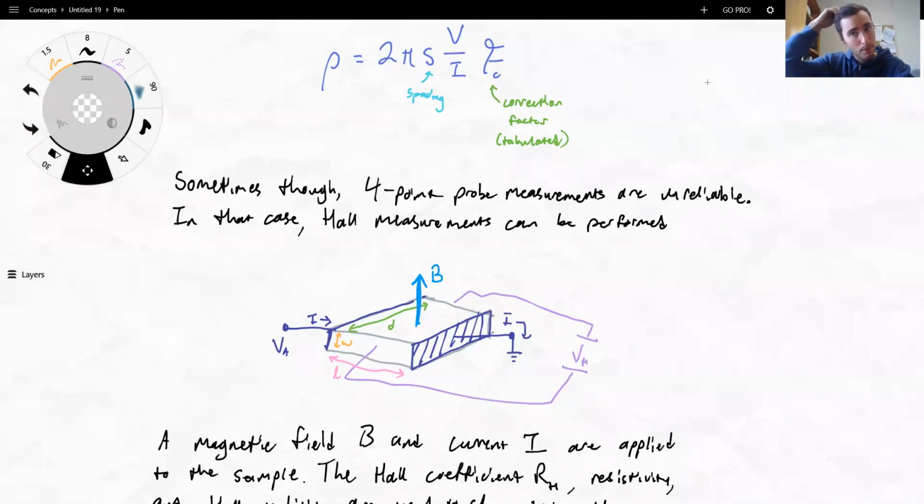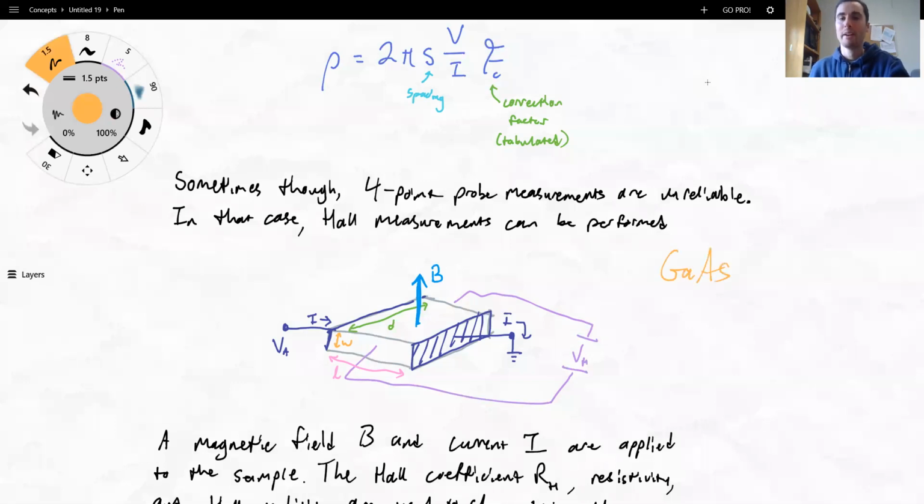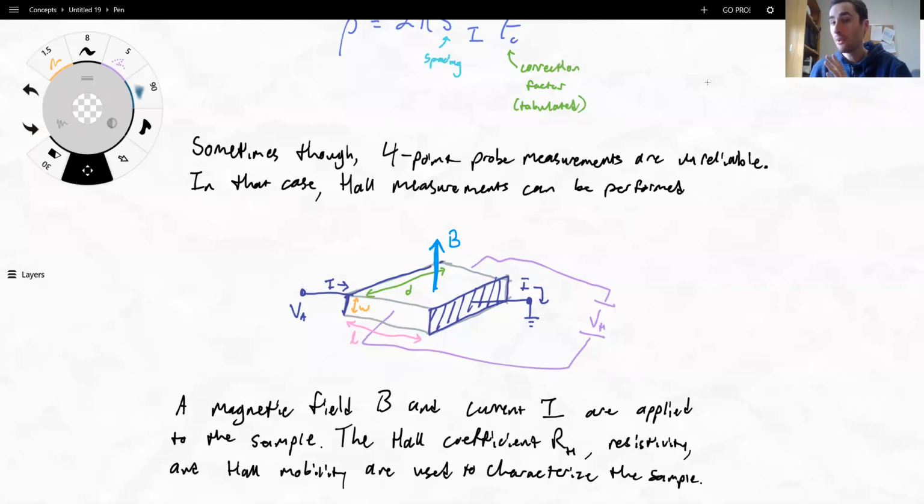However, sometimes 4-point probes are a little bit unreliable. One of the key cases for that is gallium arsenide. There's a problem with making contacts to gallium arsenide. If you contact it with most metals, it doesn't make an ohmic contact. It forms sort of a diode, which we'll get into. That just means it's bad for doing these measurements, so you need another way to do it. You can do something called Hall measurements. And you can also do Hall measurements even if the 4-point probe works, and a lot of people do, because then you have 2 measurements of the same thing. It's a little bit more reliable.